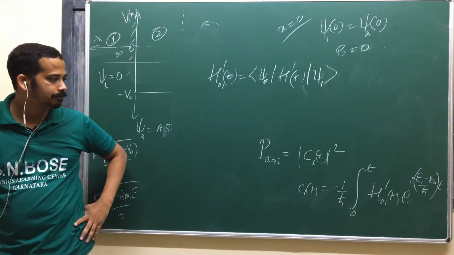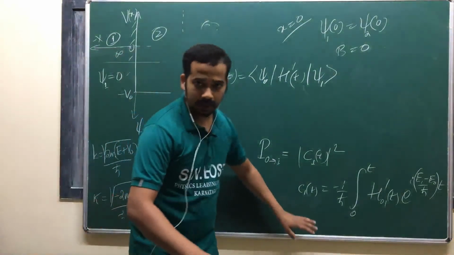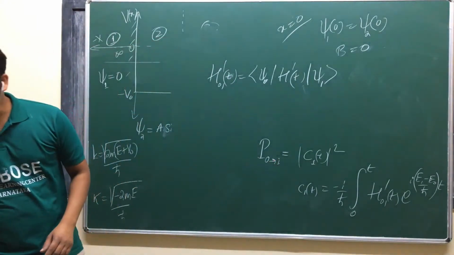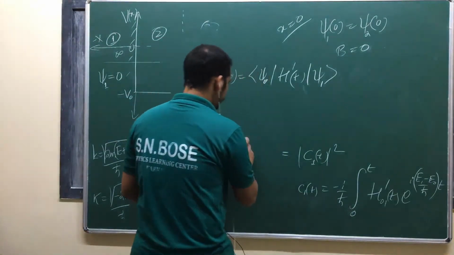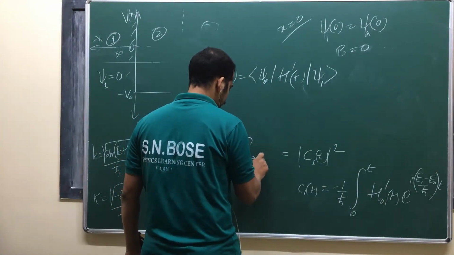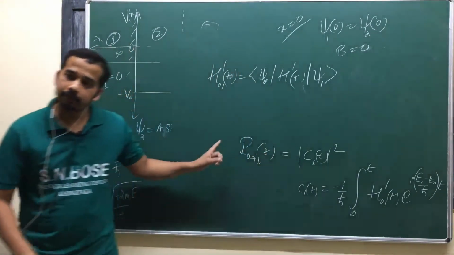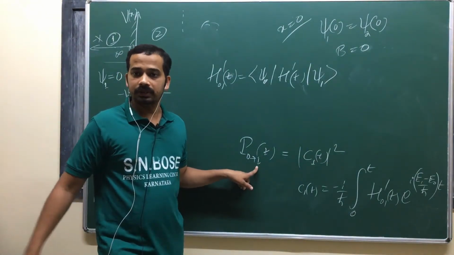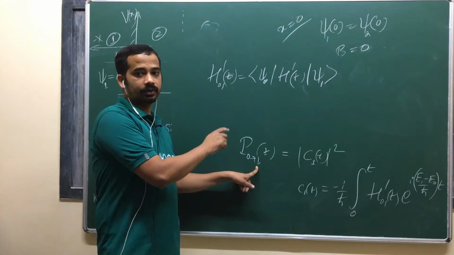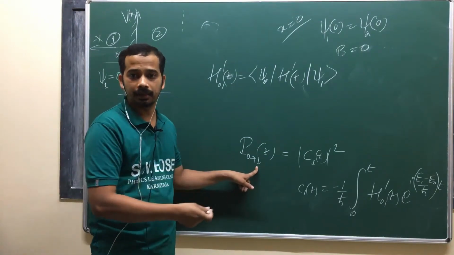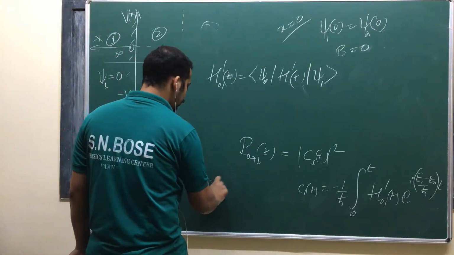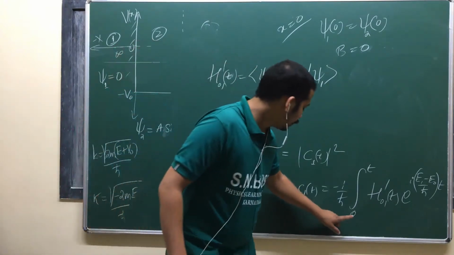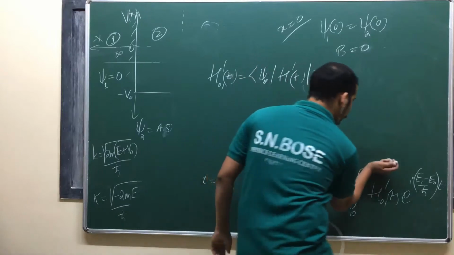And this integral, what he's asking is what is the probability at one particular time. This is the probability at time t, the probability of transition. Look here: probability of transition is the same as the probability of finding it in state 1. He's asking what is the probability of finding it in the first excited state at a later time. Now he has given t is equal to 2 pi by omega. Now you take this limit 0 to 2 pi by omega only.